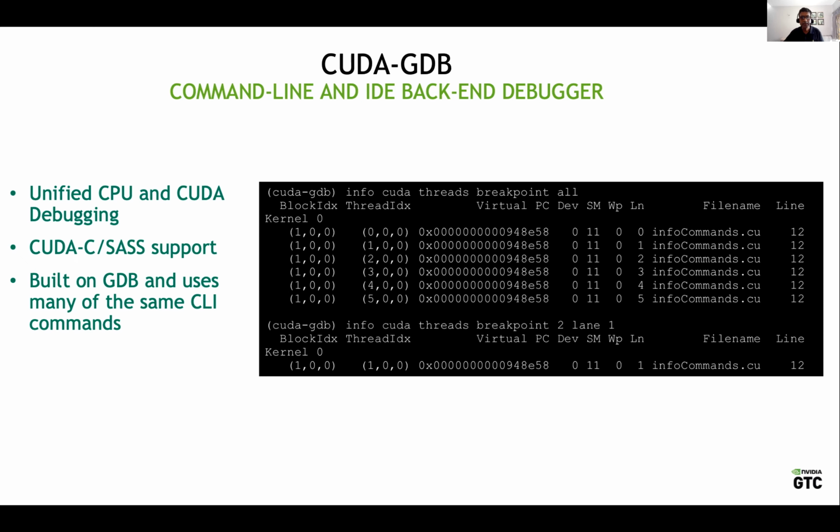So it shows you here some CUDA specific extensions where it is showing you all the threads at all the breakpoints, and it will tell you for each of the threads the block index, the thread index, which SM it is running on, what is the warp ID, lane ID, and so on, what is the source line. Similarly, you can see it for a specific breakpoint or a specific lane. Next slide, please.